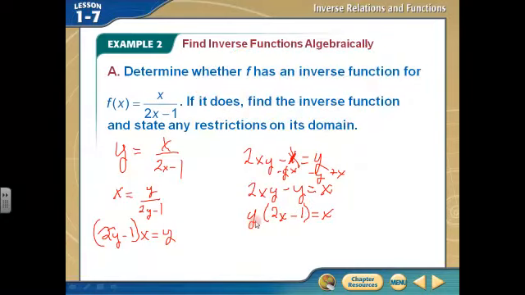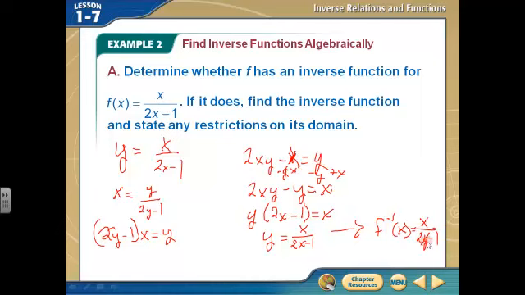Now, I just need to get y by itself, so I'm going to divide both sides by 2x minus 1. And I have y equals x over 2x minus 1. It's a coincidence. Now, the last thing I had to do was, once I had this y, I had to change it to f inverse. So, f inverse of x equals x over 2x minus 1.